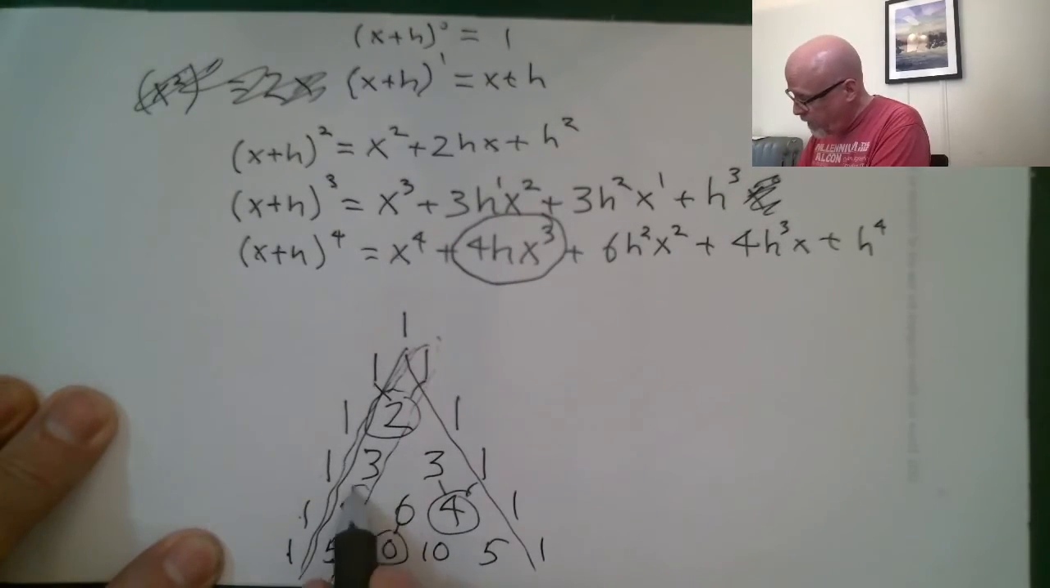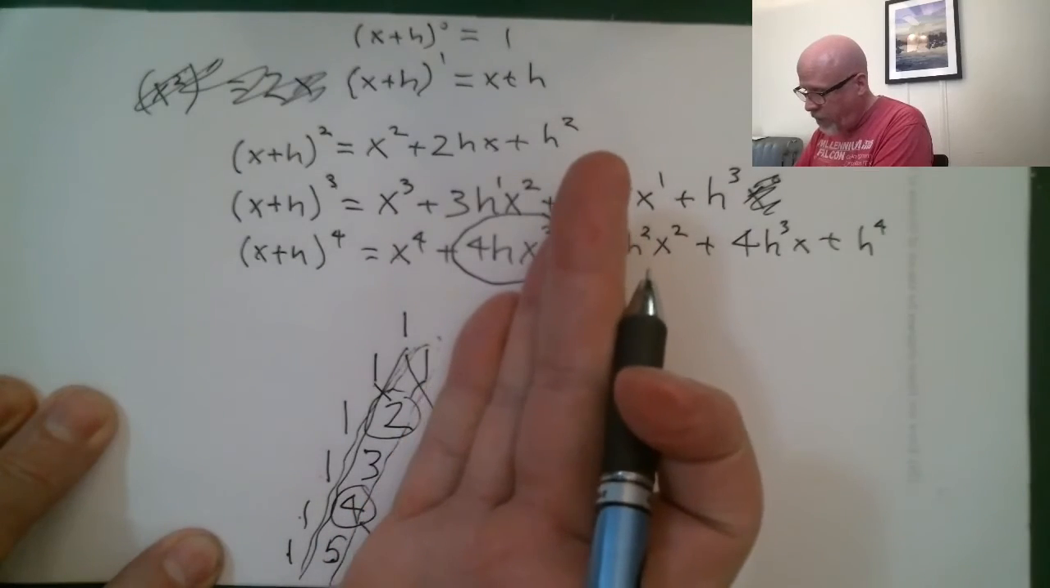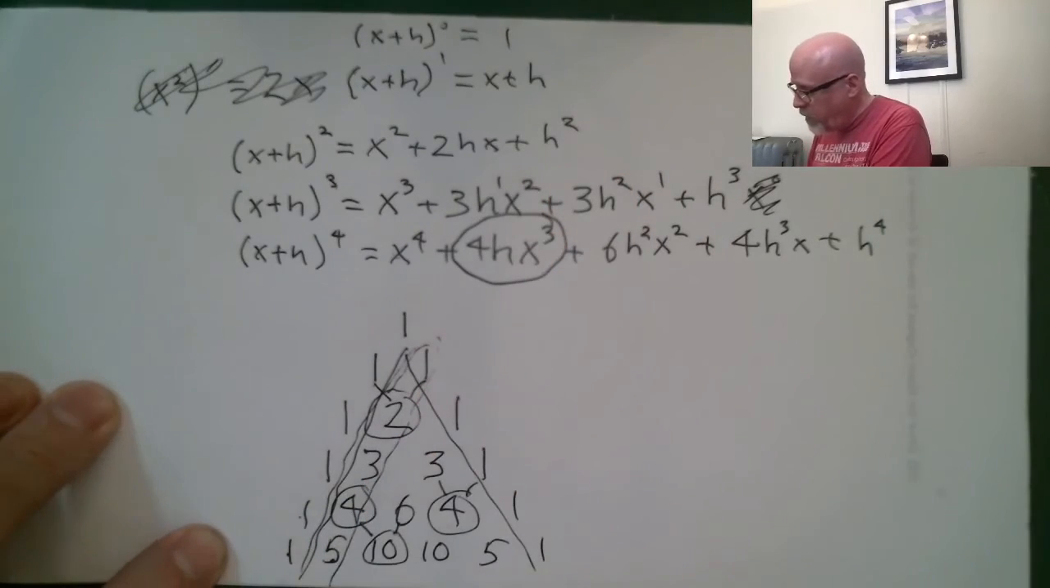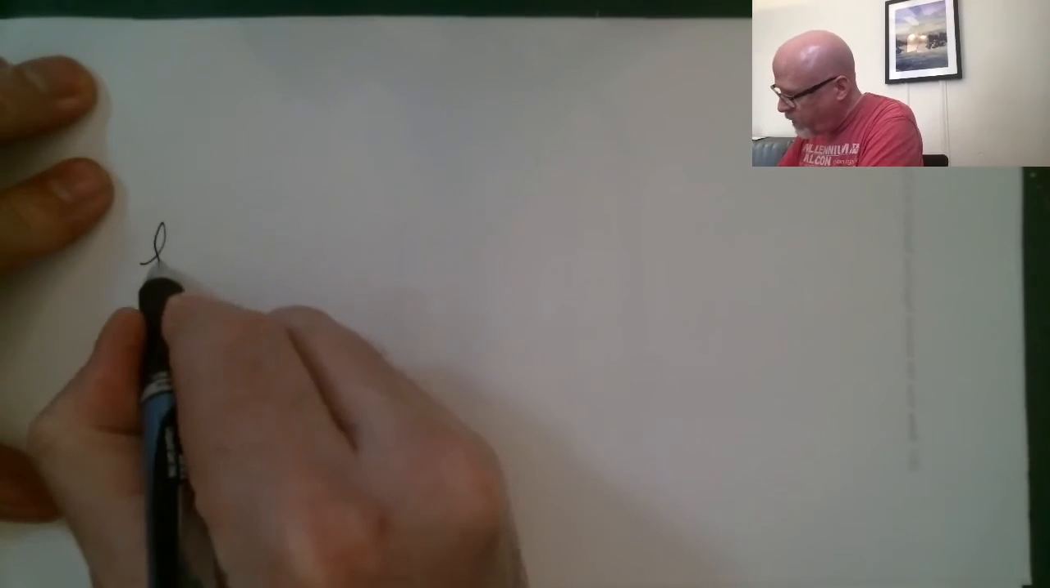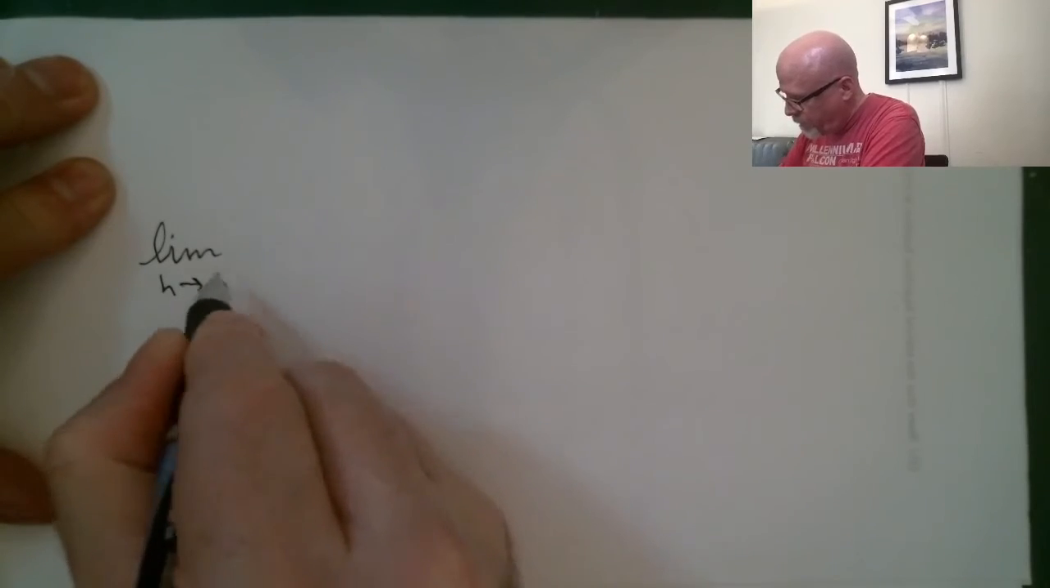4hx cubed, for instance, that 4 comes from right there. So this diagonal one in from the side of the triangle contains the coefficients. We're looking at the second term with its limit as h goes to 0. Why do I care about those?